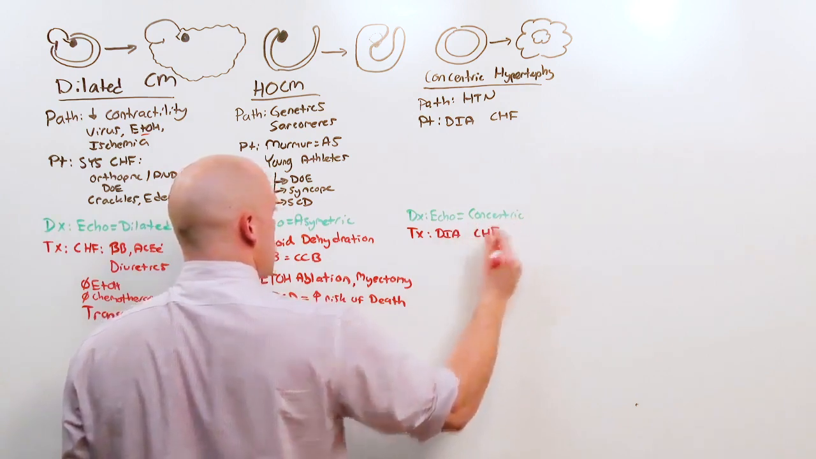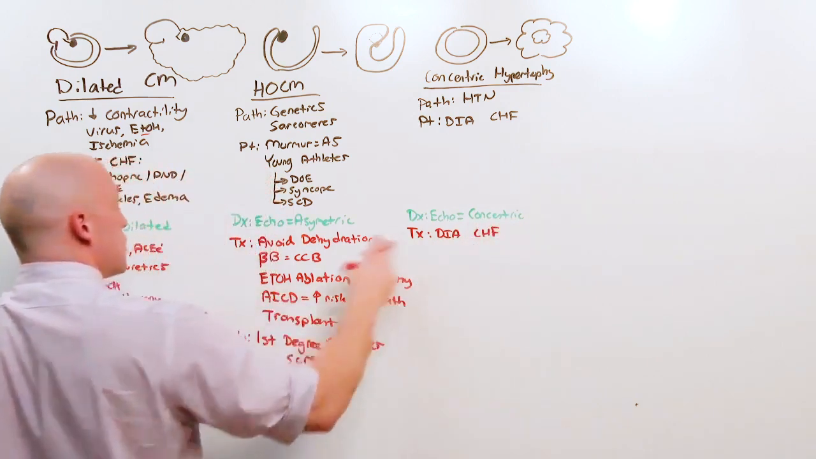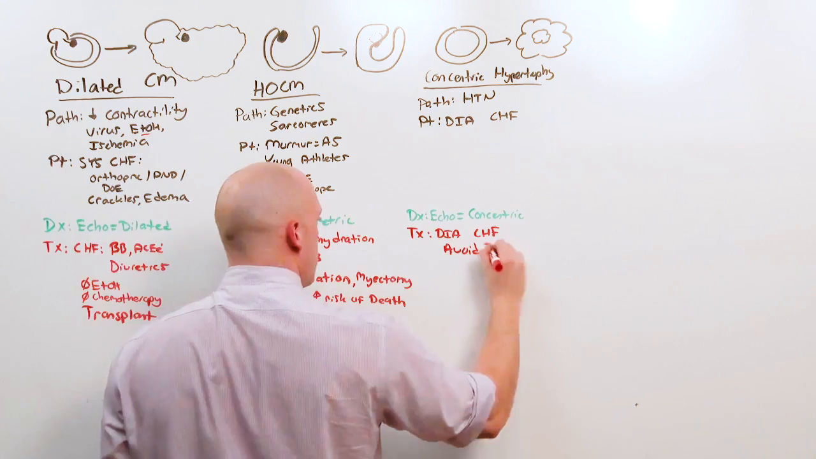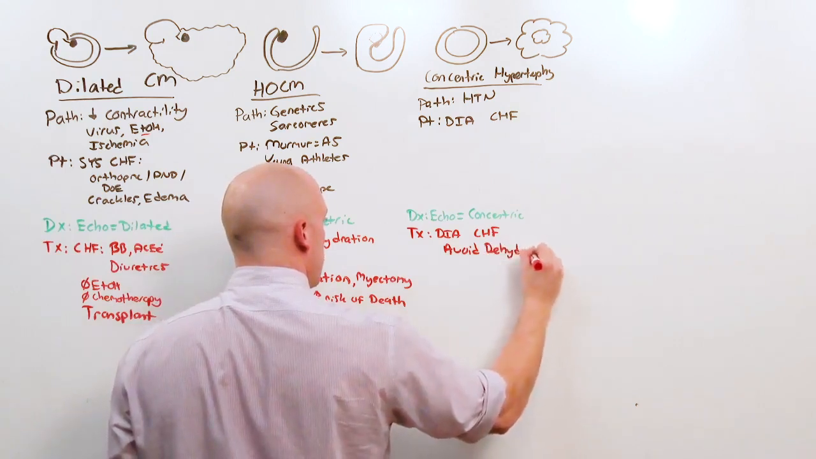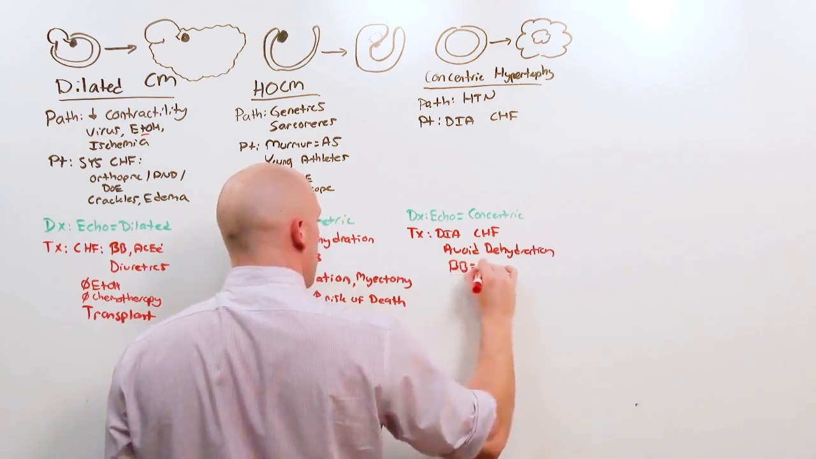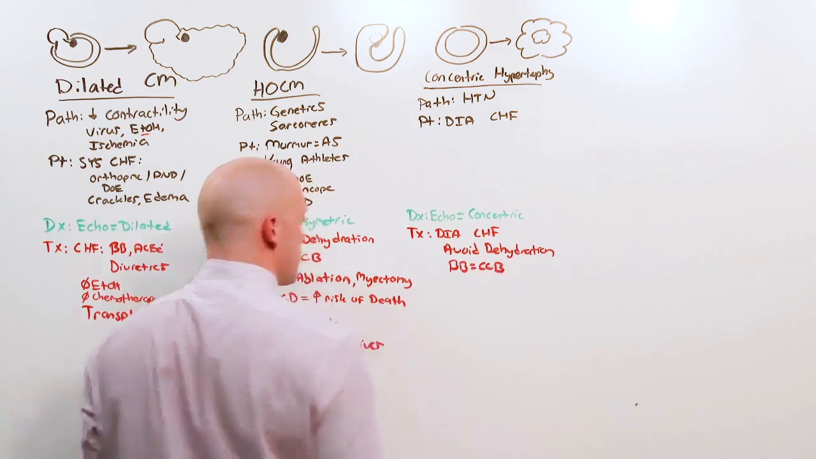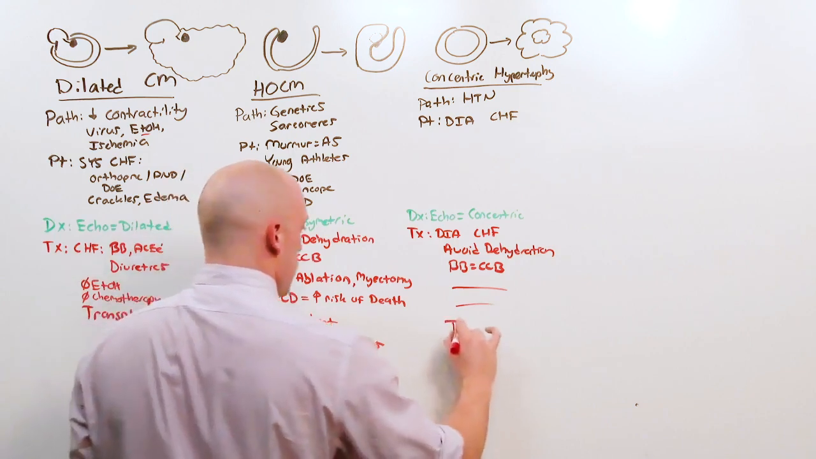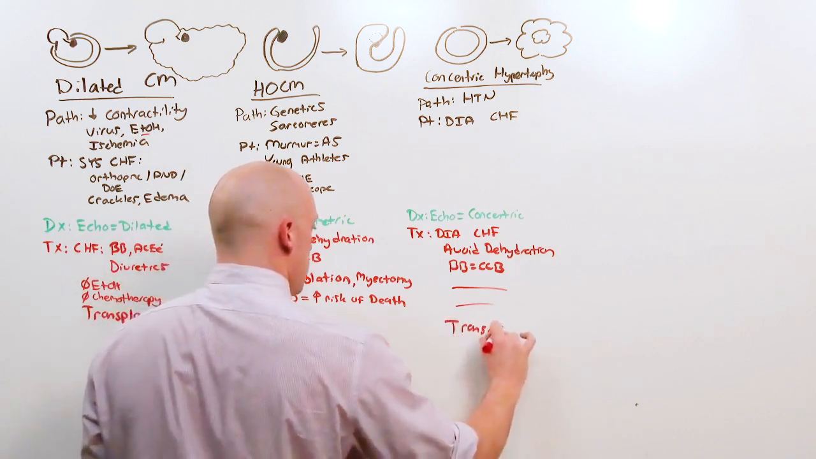And you'll recognize that the treatment for diastolic CHF is very similar to the treatment for HOCM. You avoid dehydration and rate control. Beta blockers equal to calcium channel blockers. Now, there's no alcohol ablation and no AICD. And maybe a transplant will work because it is a structural heart disease.